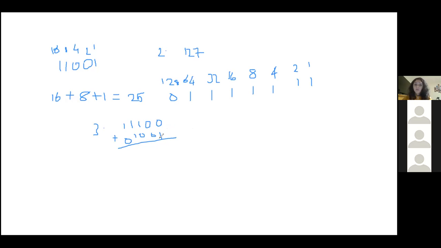So 0 plus 1 is just 1. 0 plus 0 is 0. 1 plus 0 is just 1. So anything after 0 is 0. Now, 1 plus 1 is normally 2. But 2 in binary is written as 1 0.